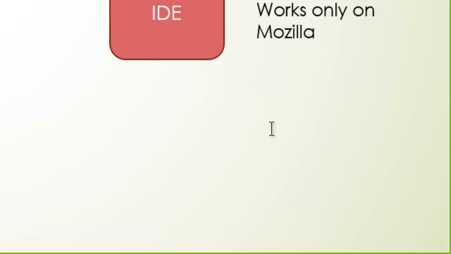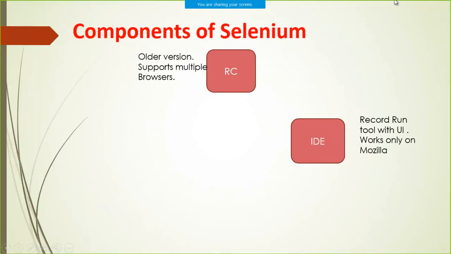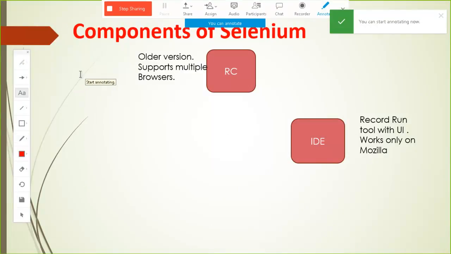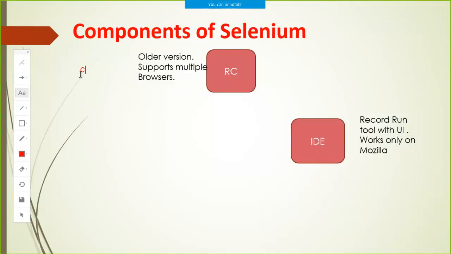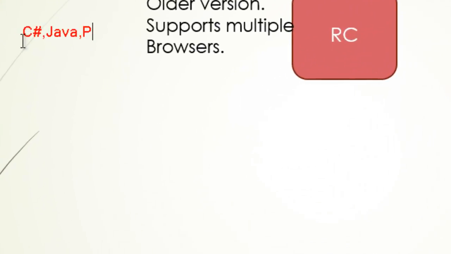Alright, so the next component is RC. In the beginning there was something known as RC which used to work on multiple browsers, and it is available in multiple languages as well. That is, you can write the Selenium code in C#, Java, PHP, Python or Perl. For learning IDE, you don't need to learn any programming language, you just need to know JavaScript. But if you are working with RC, you must know any of these languages in order to work with RC. And RC had its own limitations as well.